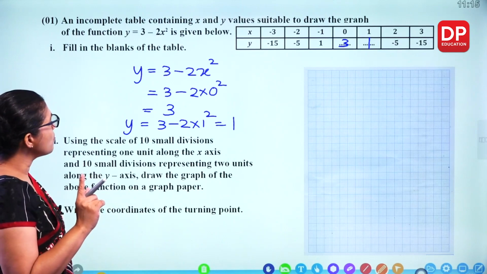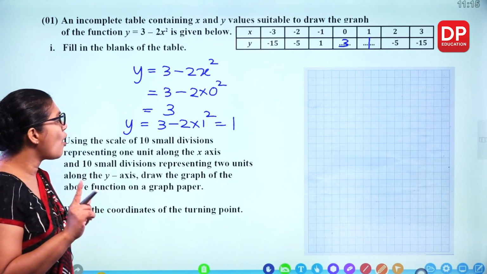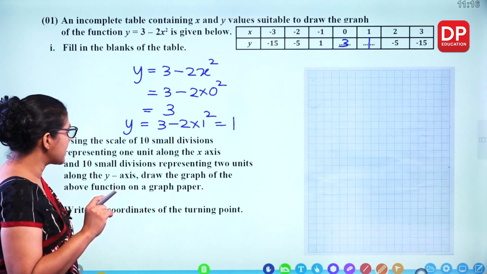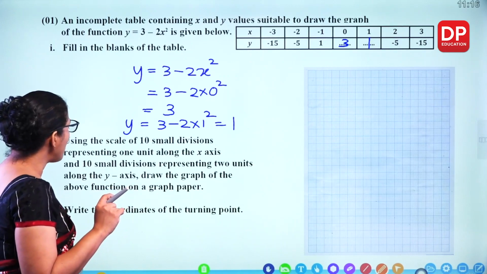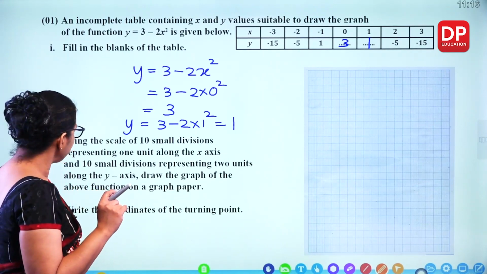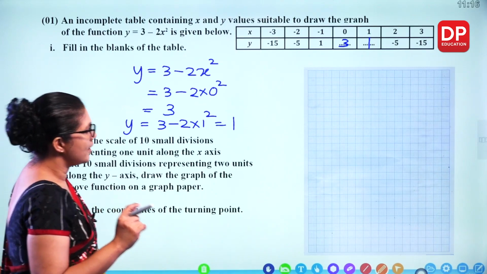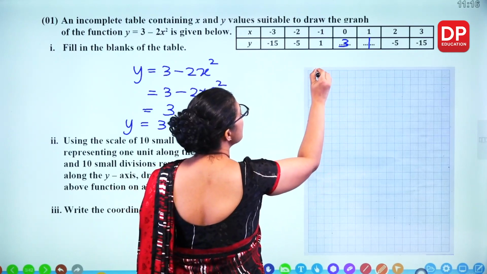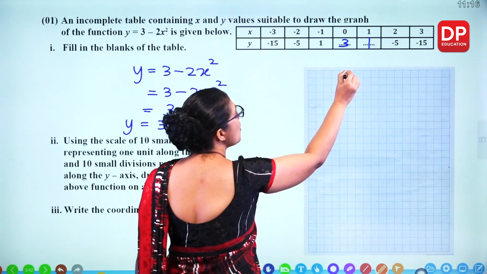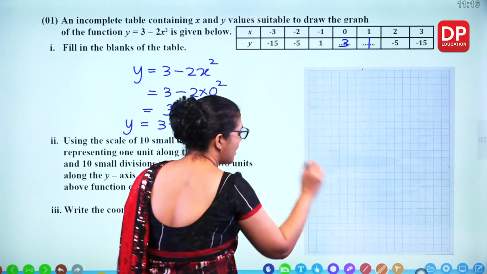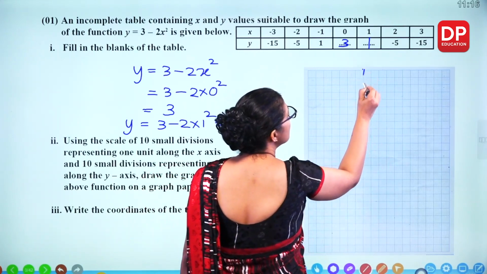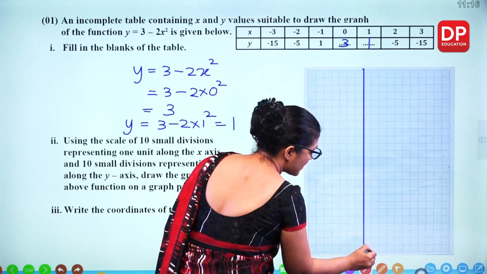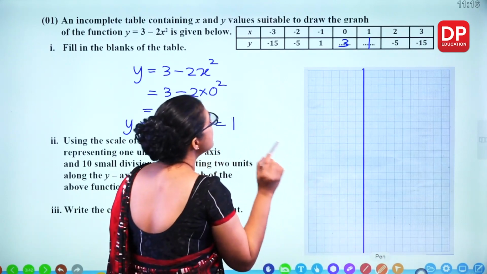Using the scale of 10 small divisions representing 1 unit along the x-axis and 10 small divisions representing 2 units along the y-axis, draw the graph of the above function on a graph paper. Write the coordinates of the turning point. So we need to scale it. So starting from minus 3. So we'll take minus 3 here, minus 2, minus 1, 0. So here this is the y-axis. So you can first start to draw the y-axis. Then you can scale it.